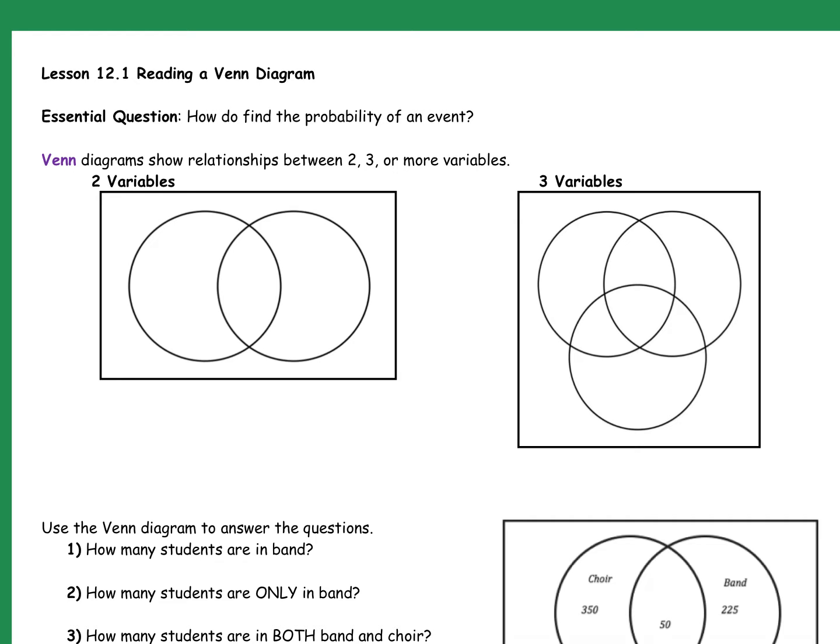Okay, so today we're going to talk about probability. We're moving to a new unit. I called it Unit 12, probability. So if you're in Canvas, that's where we're at.